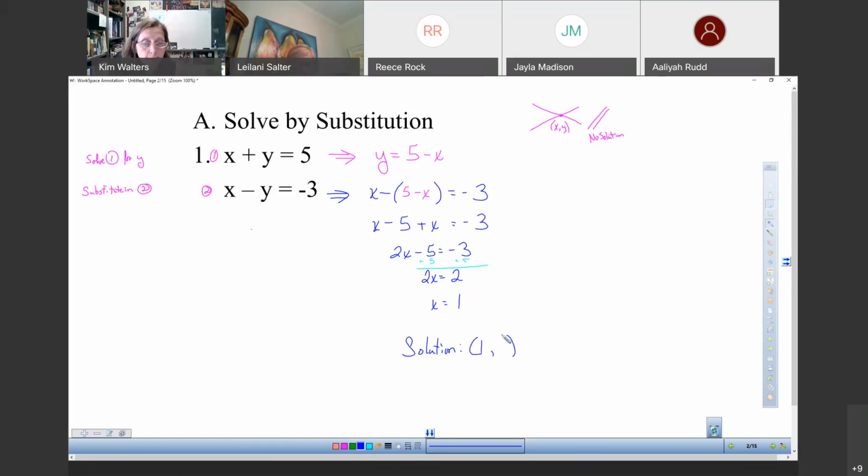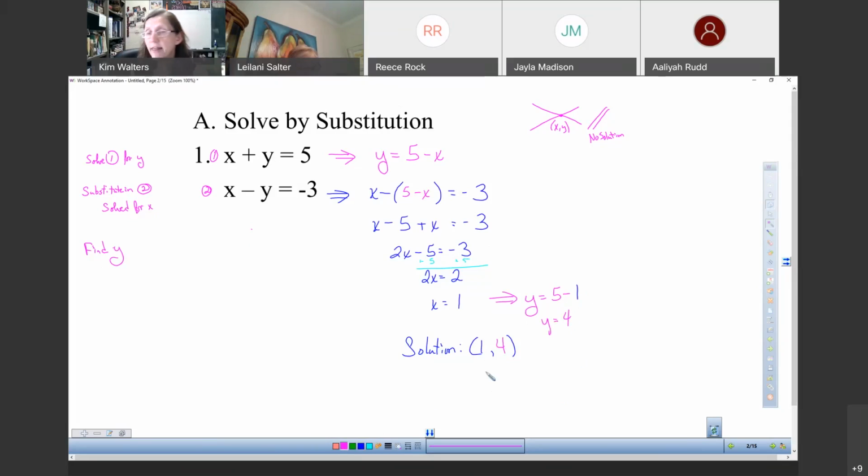Now I need to find y. Well, I'm going to go back. So my third step is, I substituted this in and I solved for x, and so then I have to find the other value. So I have to find y. So I'm going to take my x value and plug it into y is equal to 5 minus x. And there's my x value. And so now I get y is equal to 5 minus 1, or 4. And so here is my solution.